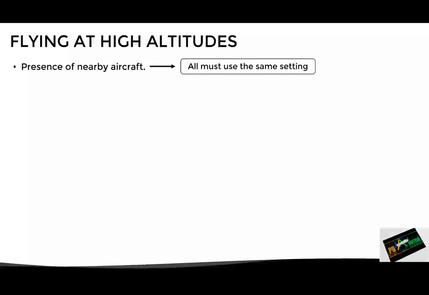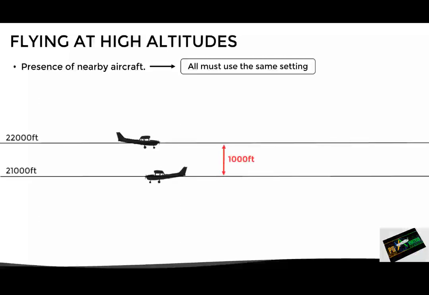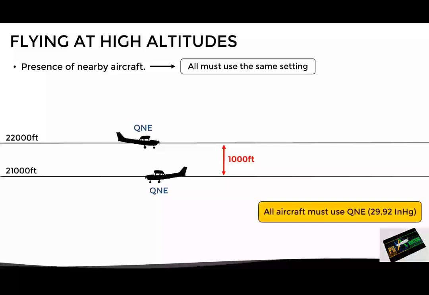So in order to establish a standard setting to be used at high altitudes, the only setting that remains constant regardless of the conditions is the QNE, since it is always 29.92 inches of mercury or 1013 hectopascals. In other words, the setting to be used by all aircraft operating at high altitudes will be the QNE. And as all aircraft are using the same setting, the separation is assured.